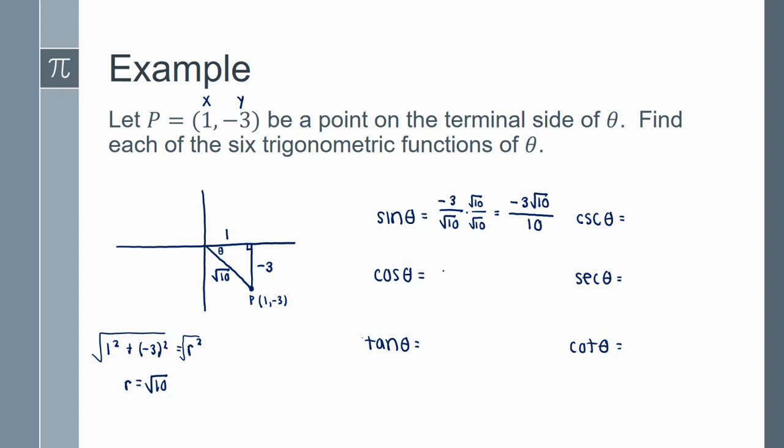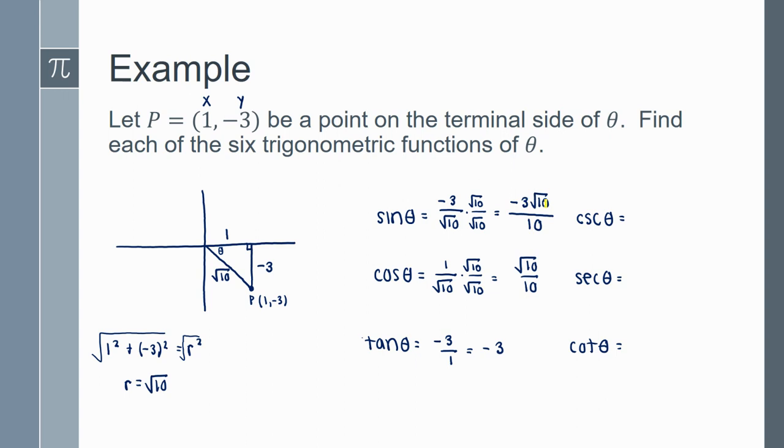Cosine is adjacent over hypotenuse. So adjacent is 1, hypotenuse is the square root of 10. Once again, let's rationalize. So the square root of 10 over 10 is cosine of theta. Tangent is opposite over adjacent. Opposite is -3. Adjacent is 1, so essentially just -3. And then remember, we can flip those ratios around and we can get then our three remaining ones.